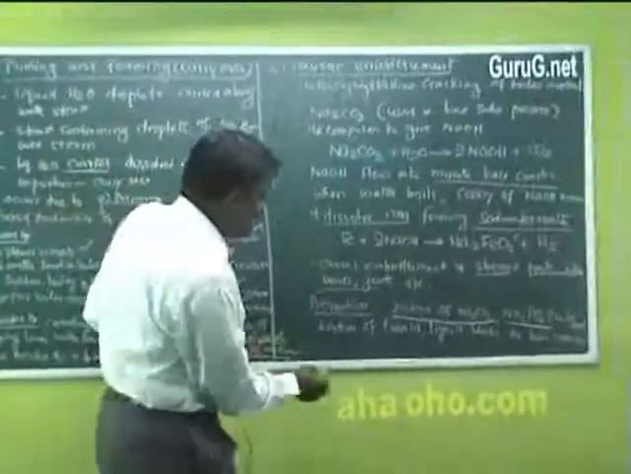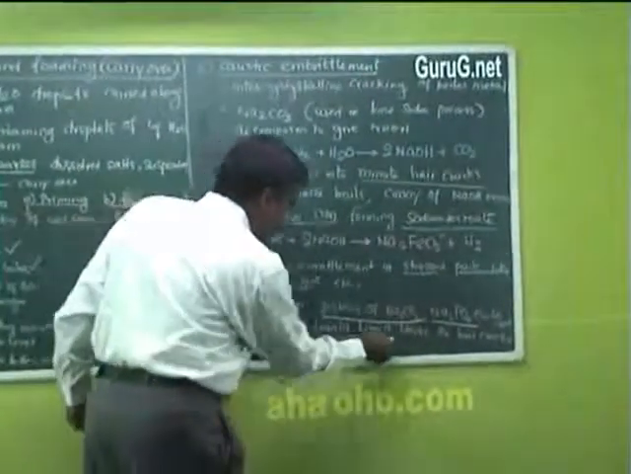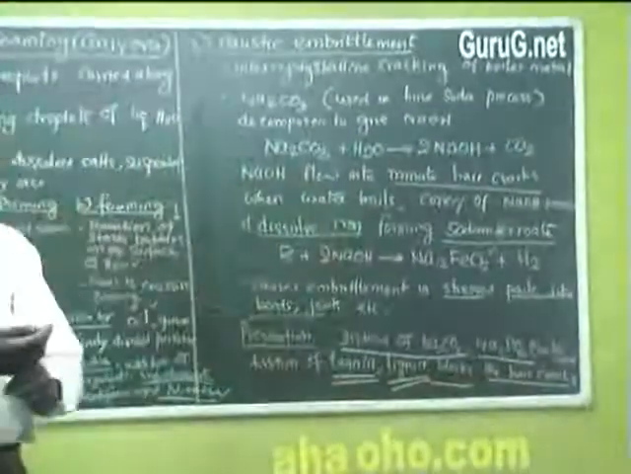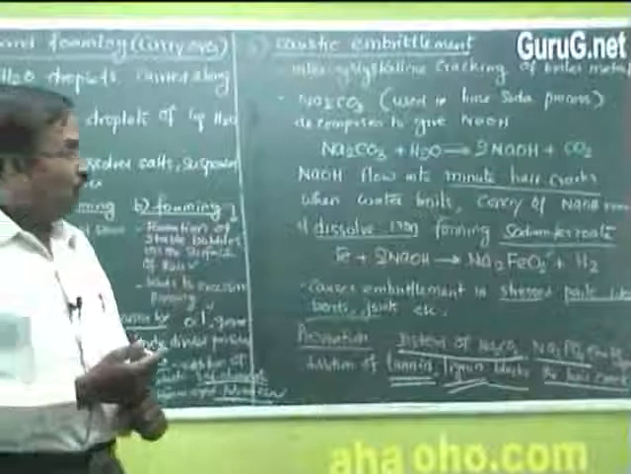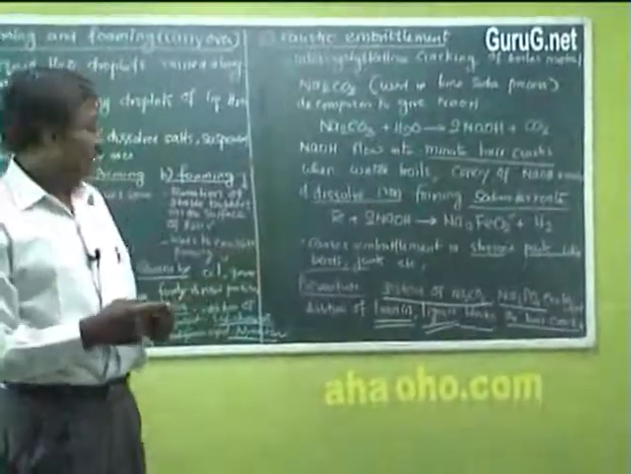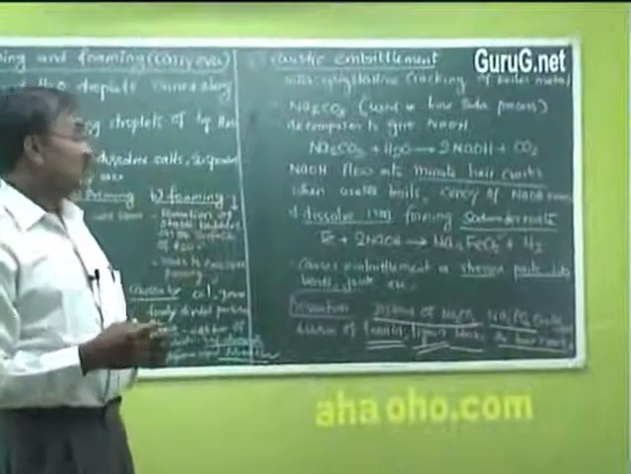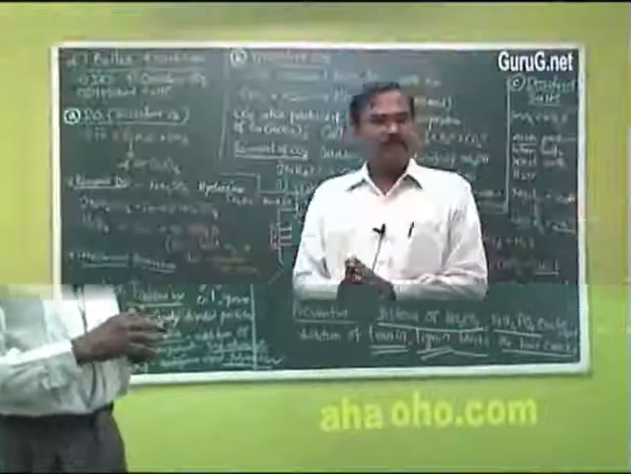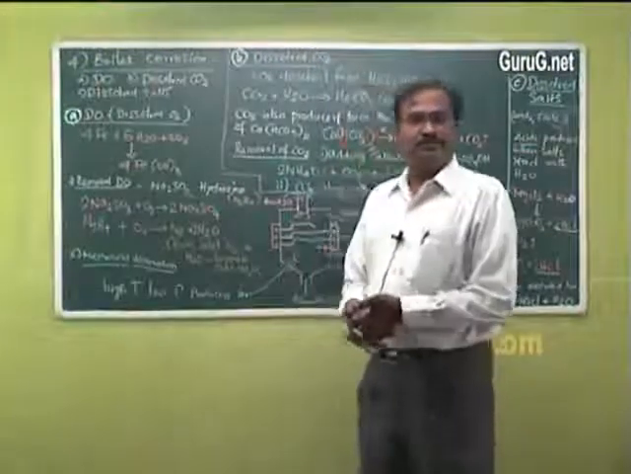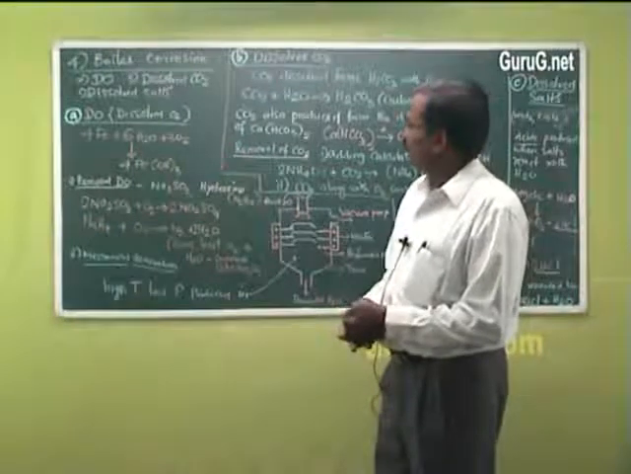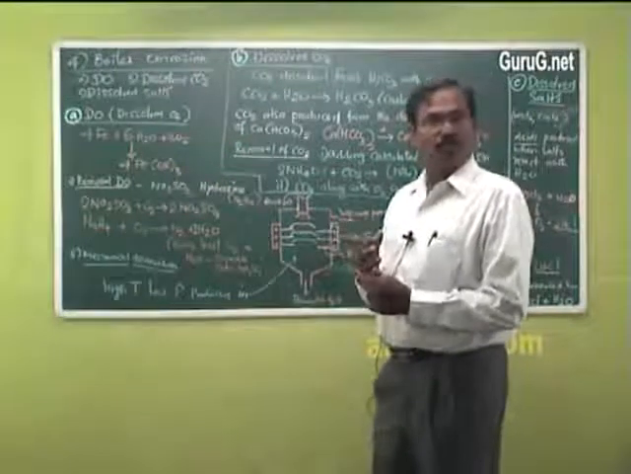So what we are doing is adding some compounds, tannin and lignin, which block the hair cracks. So even if any sodium hydroxide is formed by the decomposition of sodium carbonate, there won't be any embrittlement of the boiler metal, so we can avoid it. When you are using hot water as boiler feed water, we are getting so many problems.